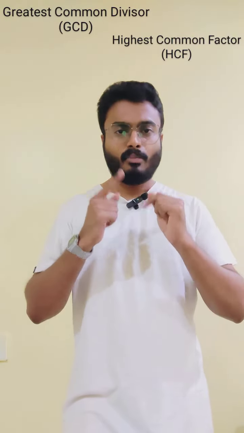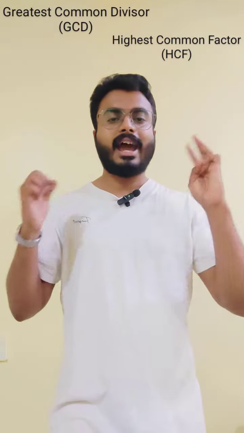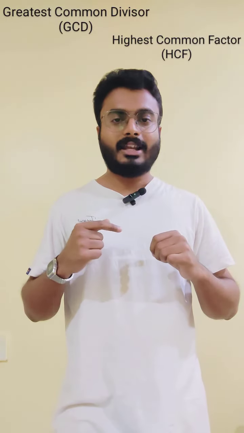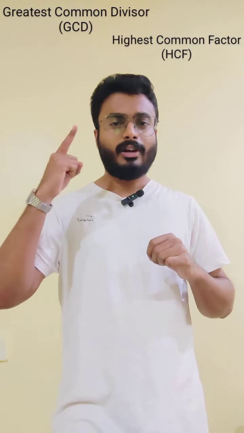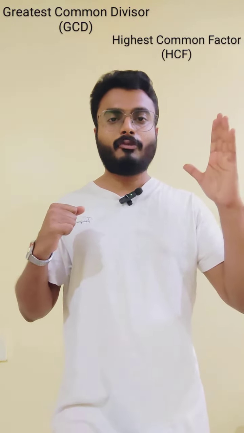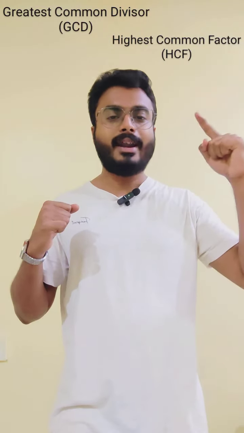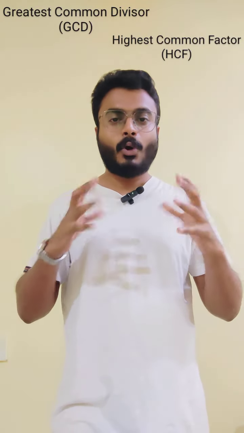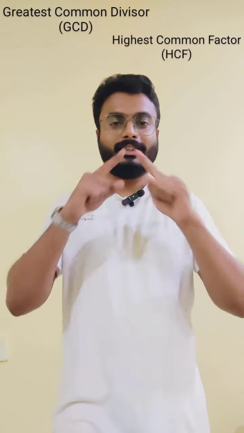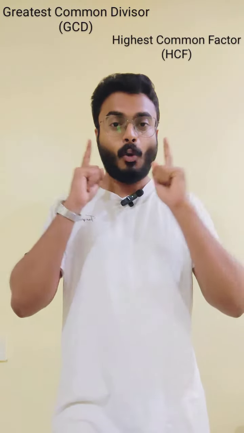Okay, now let me take one more last example. What about 3 and 5? Which are the numbers that can divide 3? It's only 1 and 3. And what about 5? 5 also, it is just 1 and 5. So what are the common ones? The only common one we get is 1.